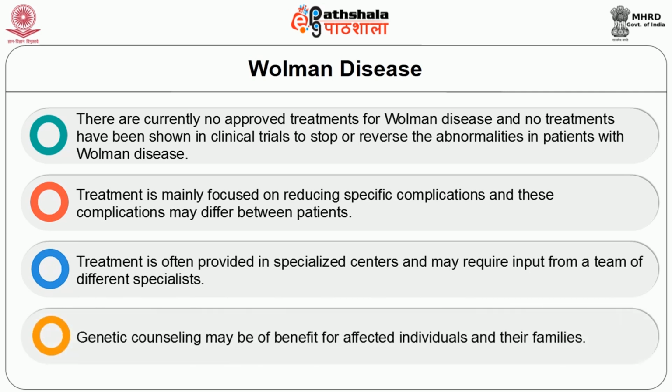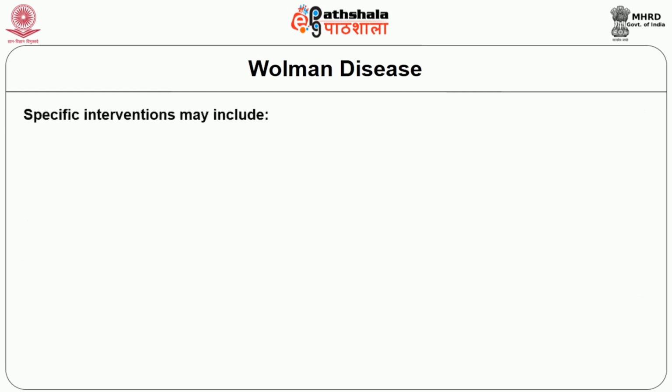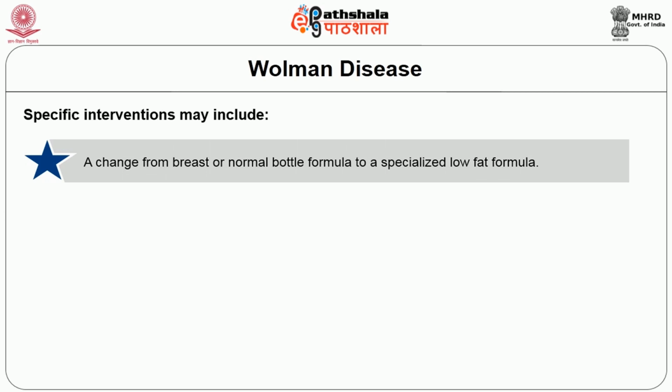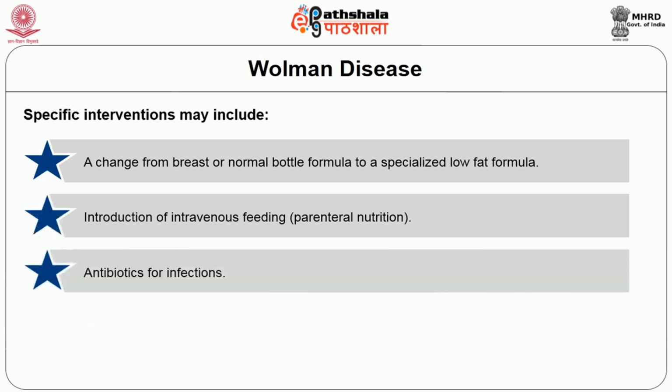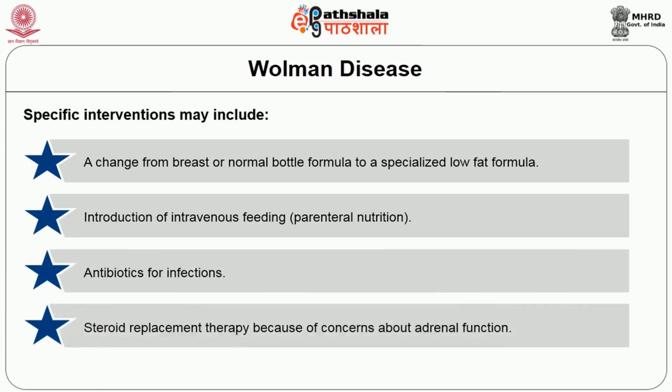Genetic counseling may be of benefit for affected individuals and their families. Specific interventions may include a change from breast milk or normal bottle formula to a specialized low-fat formula, introduction of intravenous feeding, antibiotics for the infections, and steroid replacement therapy because of concerns about adrenal function.